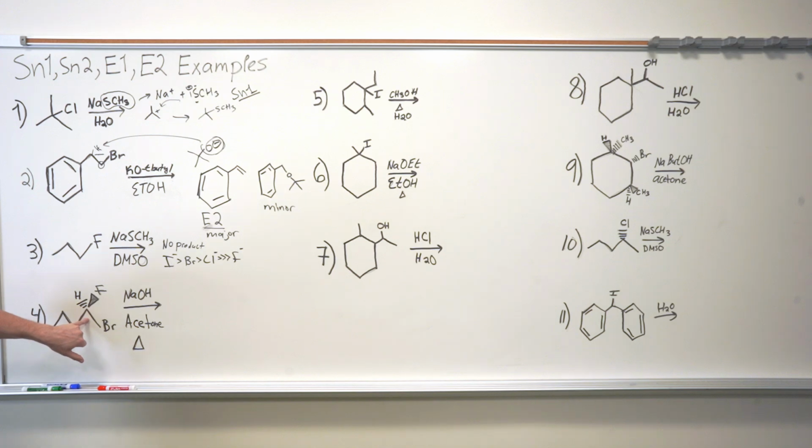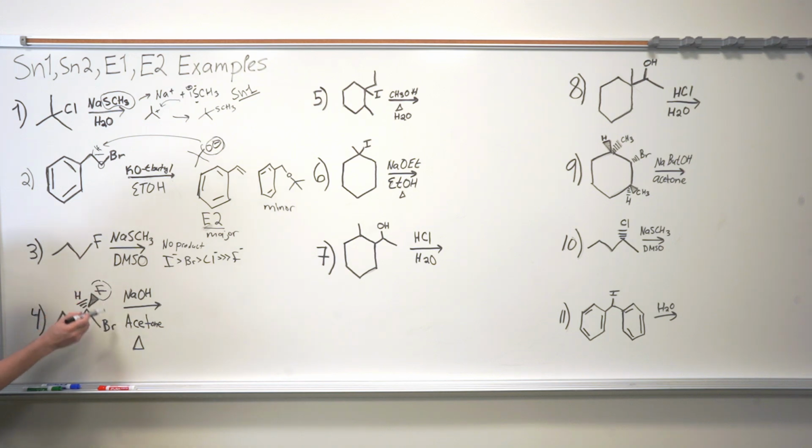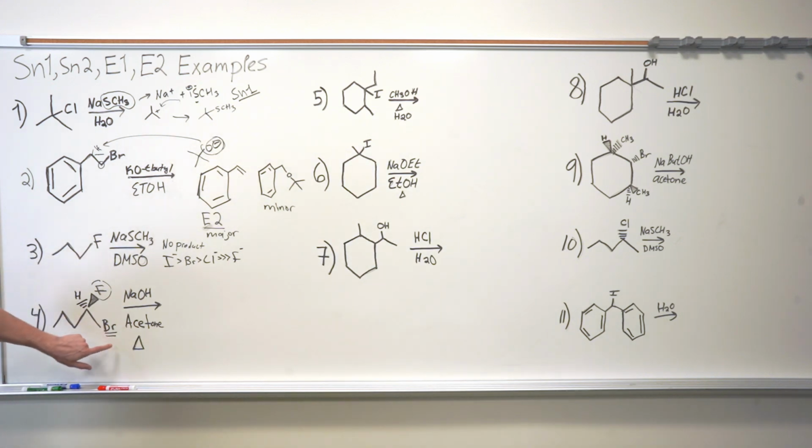Next, we got this molecule. We got this carbon. It looks like a secondary carbon with two potential leaving groups here, fluoride and bromide. But the issue is that, again, fluoride is just a really bad leaving group. It doesn't really want to leave. So bromide is the only legitimate option here. So that's what's going to be the leaving group.